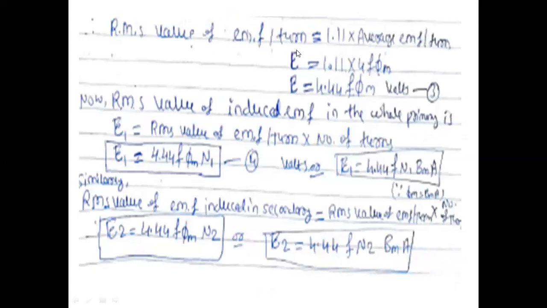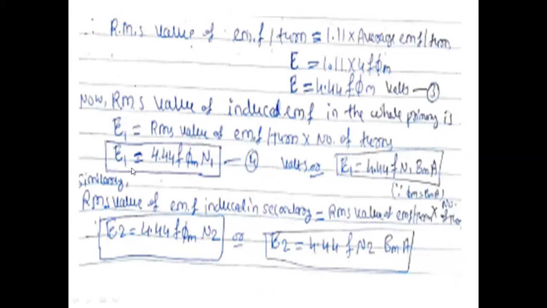RMS value of induced EMF per turn equals 1.11 times the average EMF per turn. This one equals 4fφm, which we already derived from equation number 2. So multiplying 1.11 into 4, it is nothing but 4.44 fφm. Now the RMS value of induced EMF in the whole primary winding, we are considering the whole winding here.